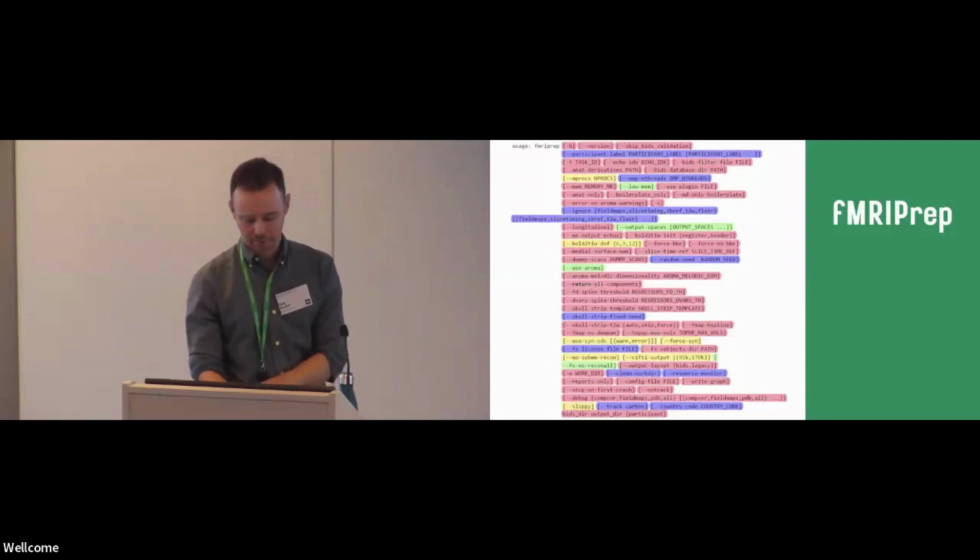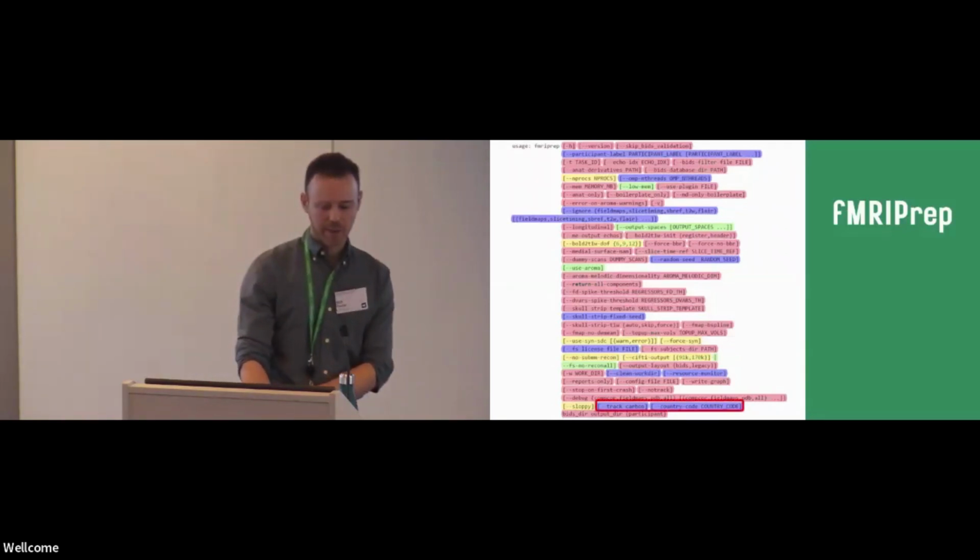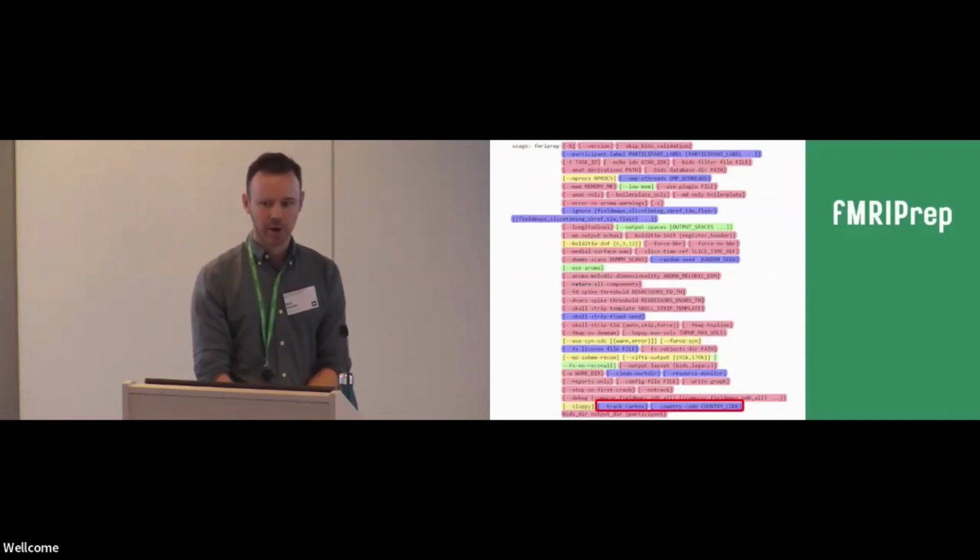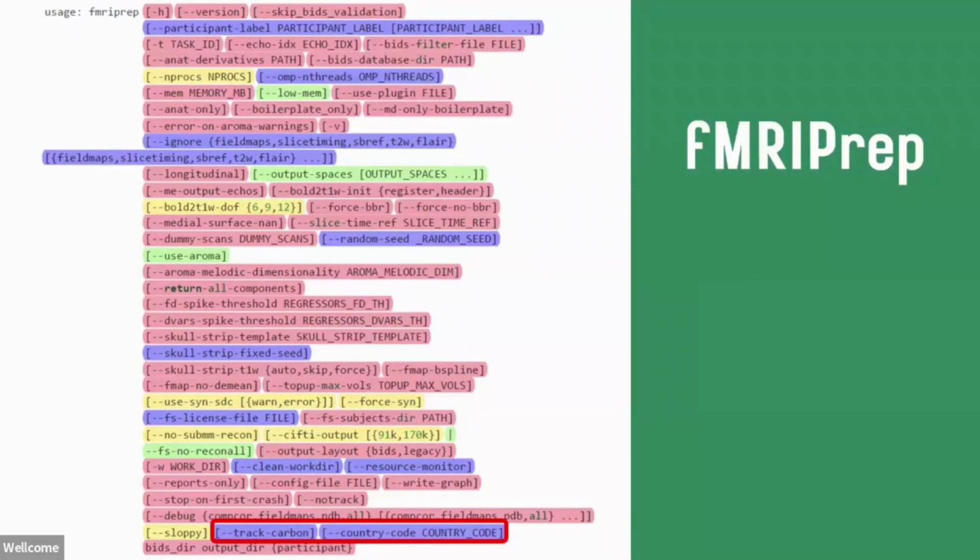We also liked it because it's recently had one of those embedded packages, Code Carbon, built directly into the command line. So just by toggling on this track carbon option, you can spit out estimates of carbon emissions for each subject's pre-processing. So this allowed us to look systematically at the effects of different pre-processing steps on emissions and compare that across different variants of the pipeline.